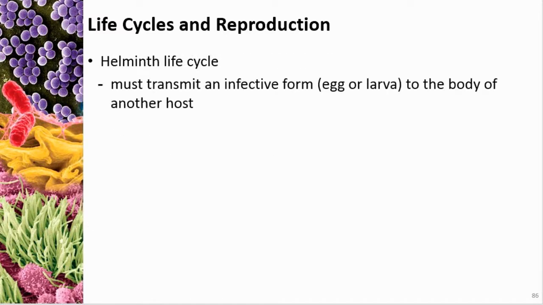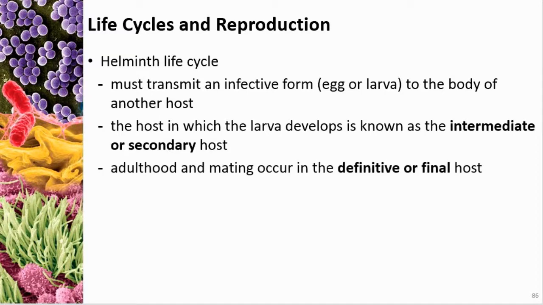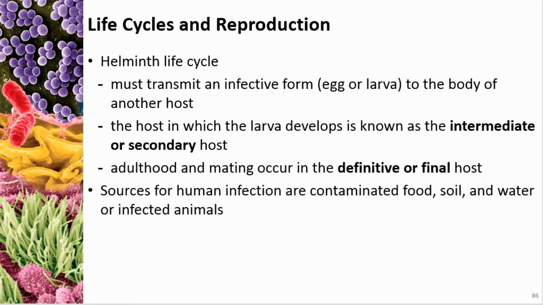So the life cycle of a helminth, first of all, it's got to transmit some sort of an infection, either an egg or a larva, to a host. And the host that develops the larva is known as the intermediate or secondary host. Now that isn't necessarily the same organism that the adult lives in. The adult lives in what is called the definitive or the final host. So examples of the way humans are infected could be with contaminated food, soil, water, or infected animals. Probably, I think the most common route of infection is what we call fecal oral, which means fecal contamination in our food. So from the feces of one animal to the mouth of another animal.